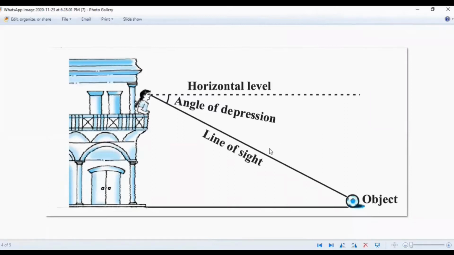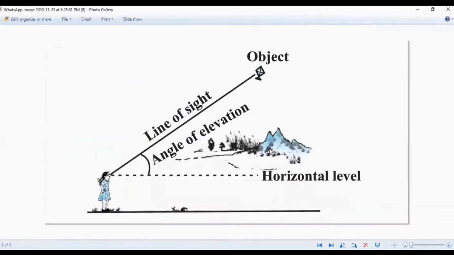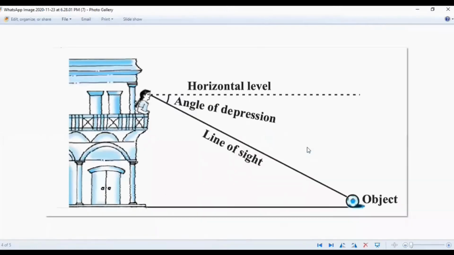And when we raise our eye to look at some object on the top, we call the angle formed between the horizontal level and the line of sight the angle of elevation. And when we look down, it is called the angle of depression. These terms we want to use.